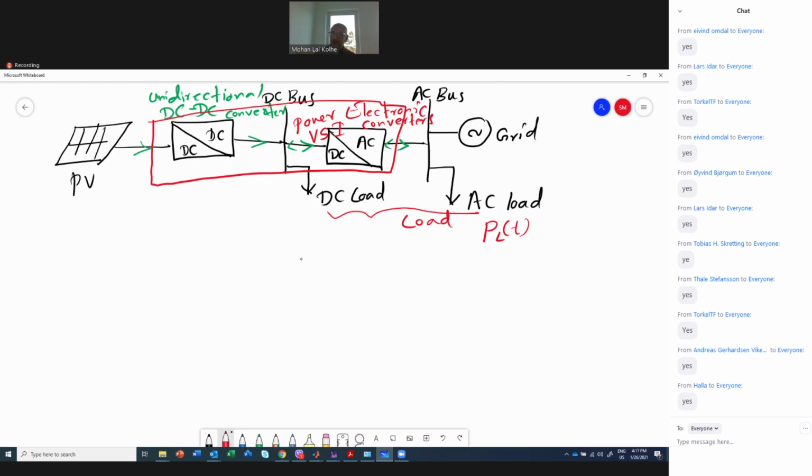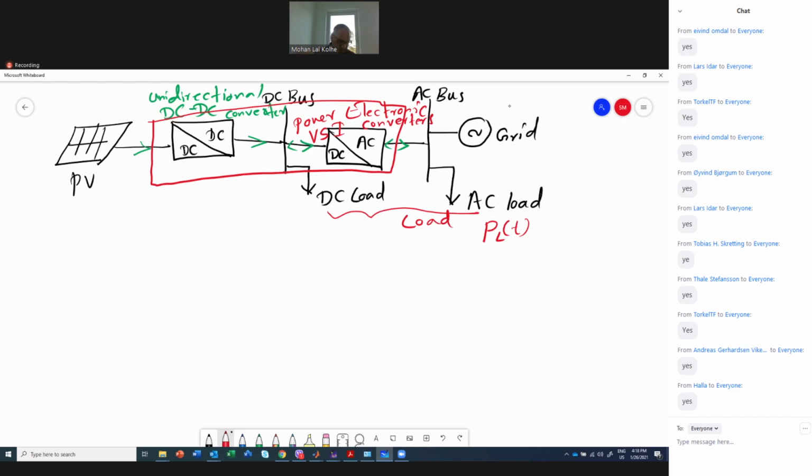Here we are going to study the control aspects related with this system. Actually, when you have this system, we have basically two control topologies. The first one is maximum power delivery, and the second one is dispatchable operation. So we will have a look at these two control strategies.